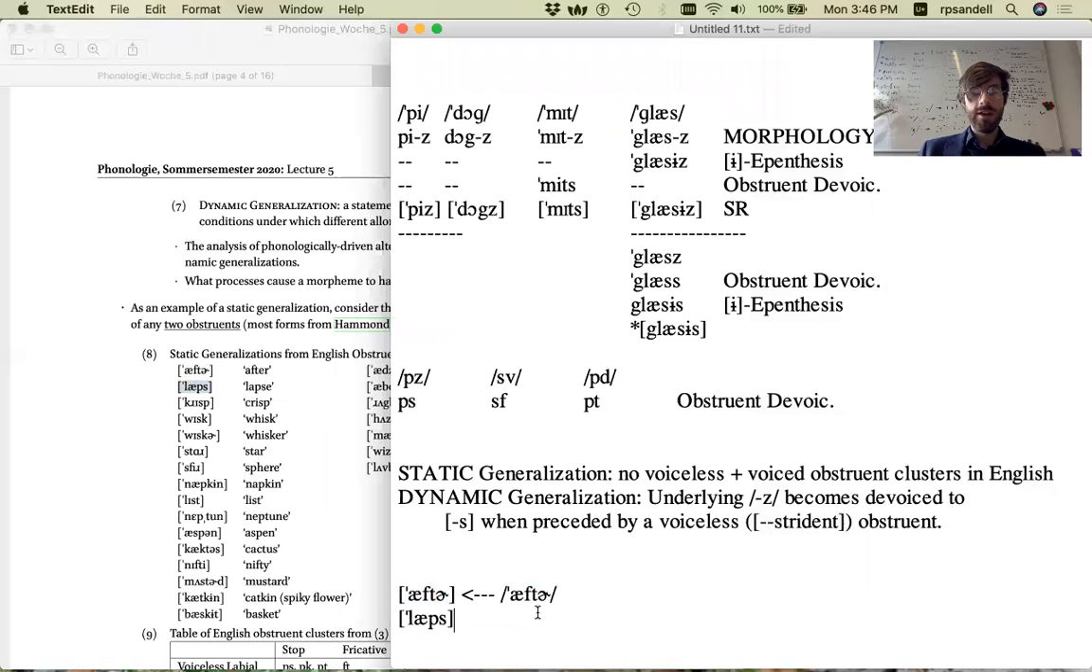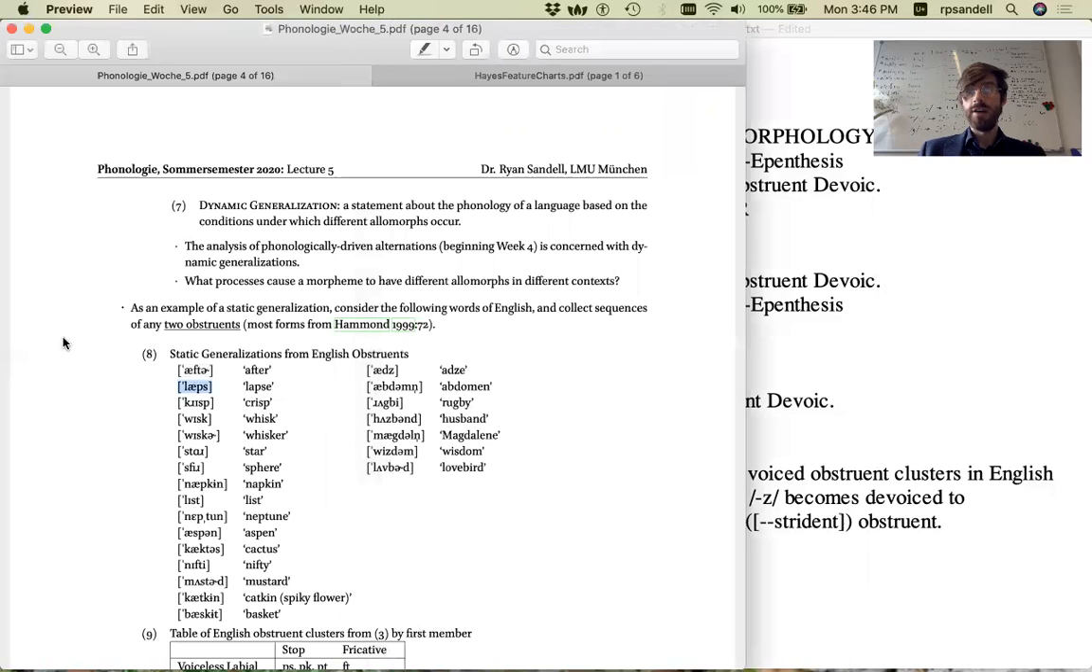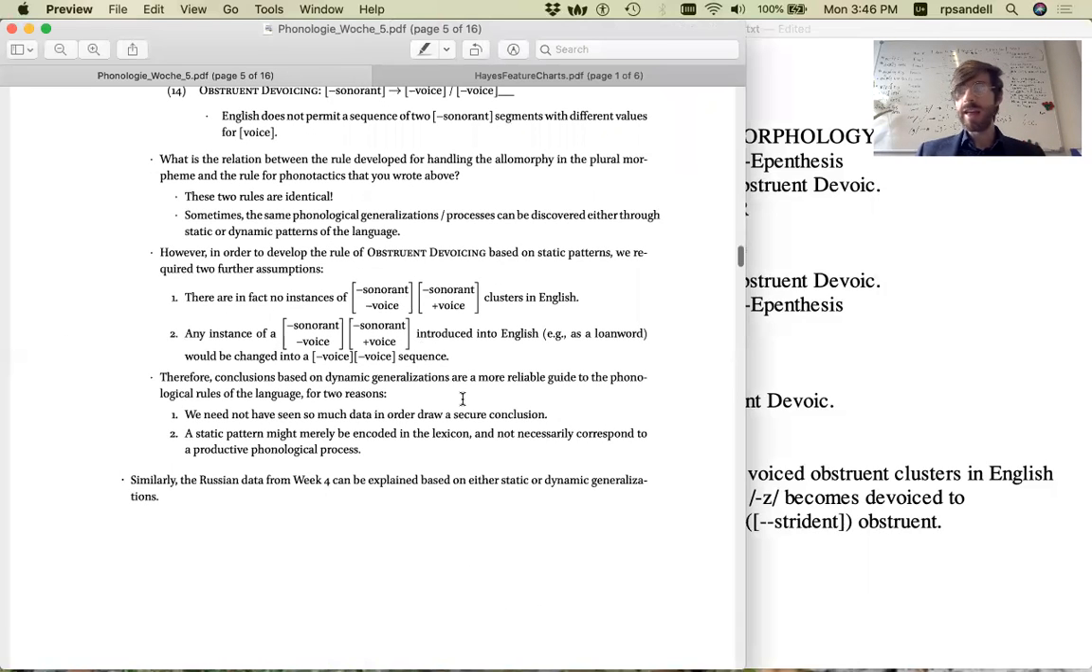And the same applies to the word lapse, and so on. That has a sequence of two voiceless obstruents, because that's how the consonants are specified in the underlying representation of that word. And if we consider that that information may simply be saved in the lexicon, may simply be part of the phonological information of that word, then it's not necessarily the case that that corresponds to a phonological process of the language.